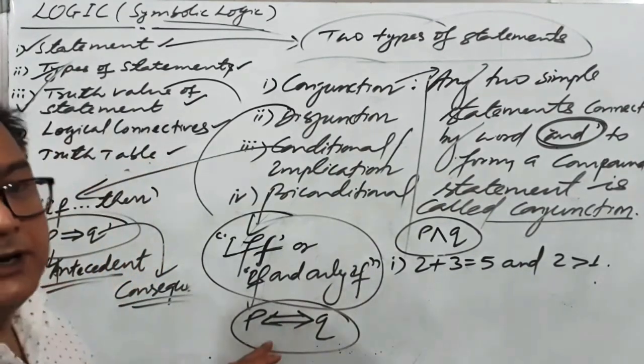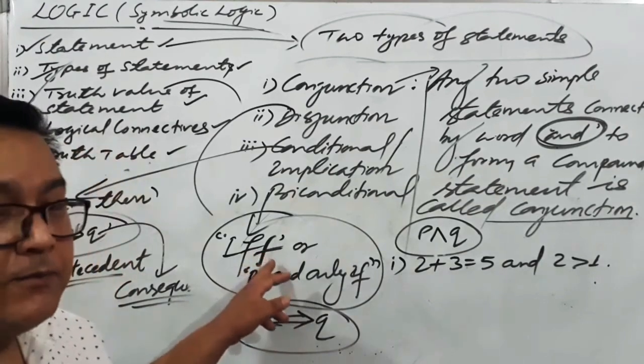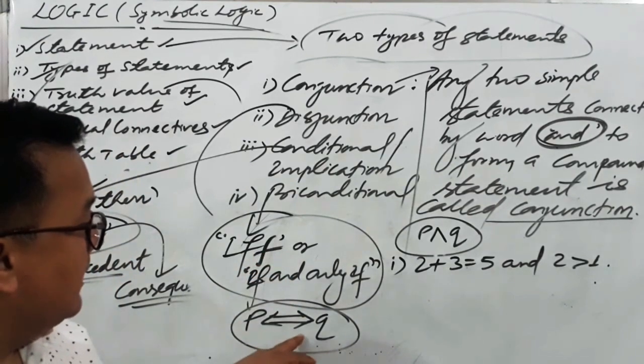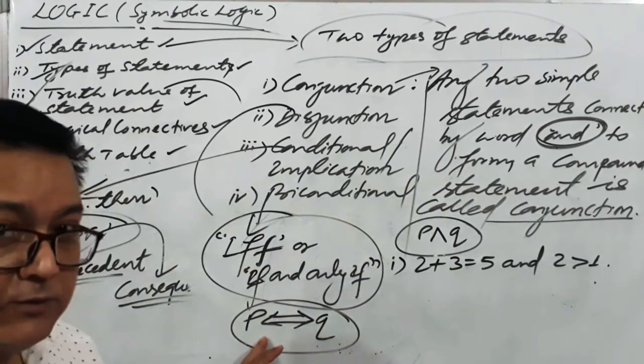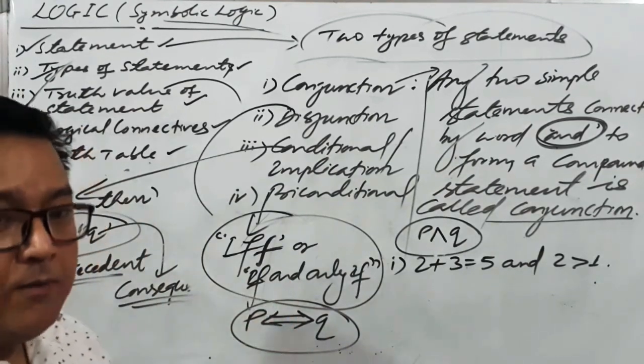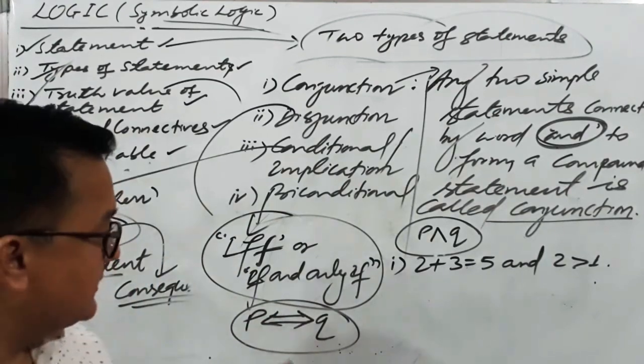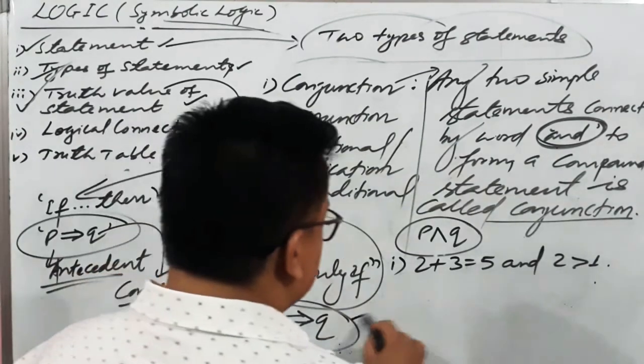If P and Q are two simple statements, the biconditional is read as P if and only if Q. This is the symbolized form of the biconditional of two statements P and Q, right? P and Q are the simple statements. For example, we can write down.